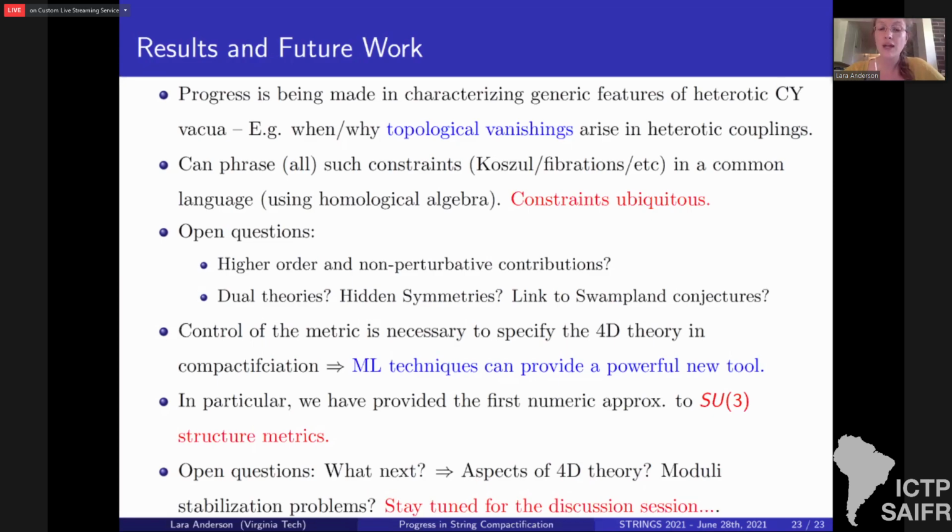And there are a variety of open questions. For example, what other aspects of the 4D theory that are metric dependent do we want to try and calculate, moduli stabilization, and hopefully we can turn to many of these in the next session. So I apologize for going a minute or two over, and thank you very much for your attention.